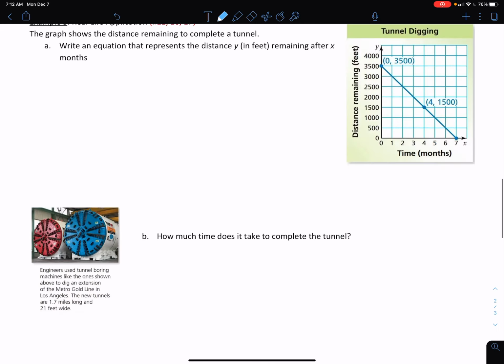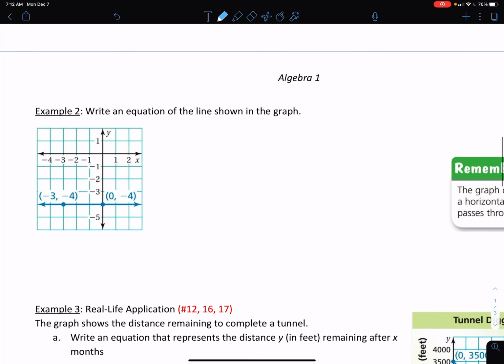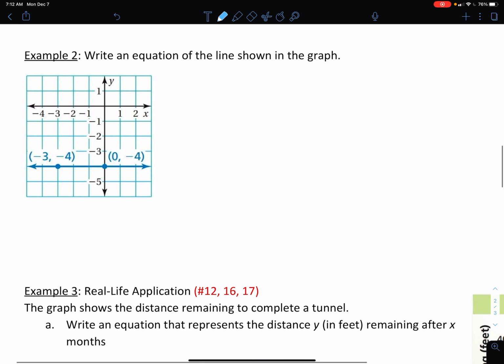All right, next example, we have two more examples left. Moving on, write an equation of the line shown in the graph. Remember, always do your slope first. Well, this is a horizontal line, right? The slope of a horizontal line is 0.